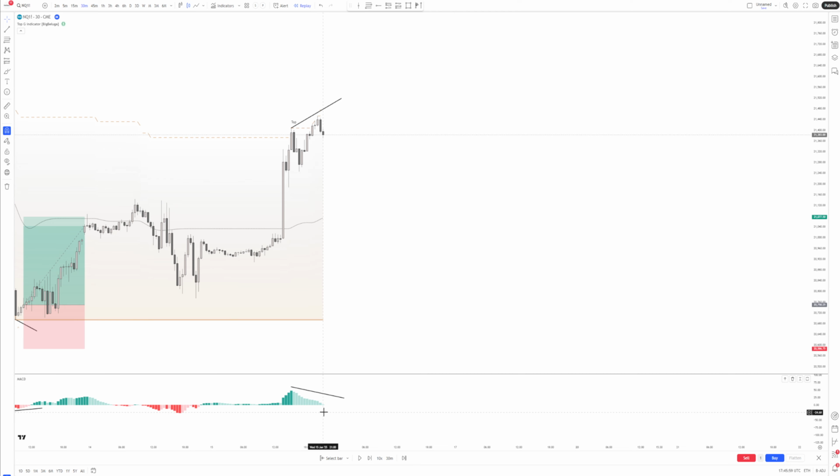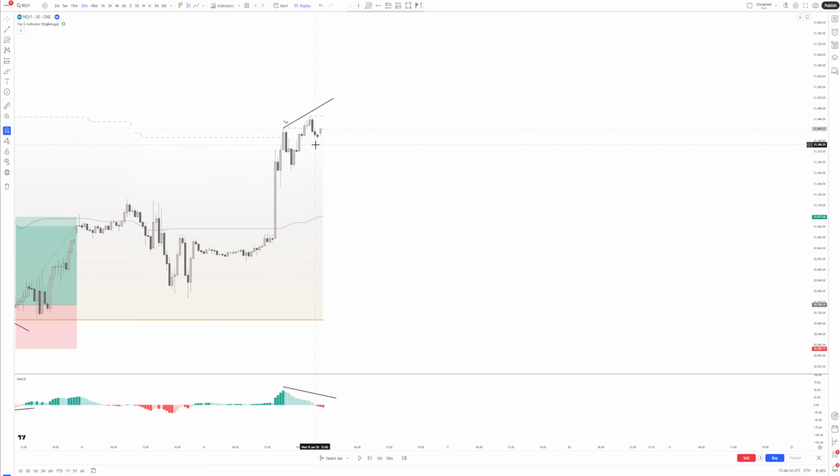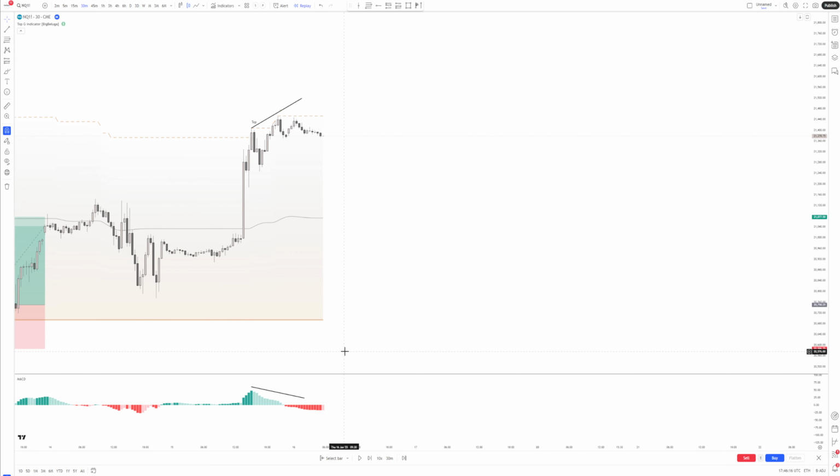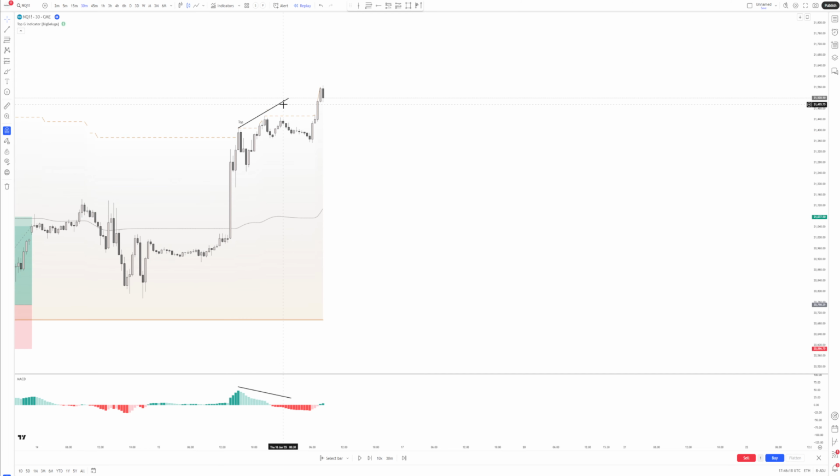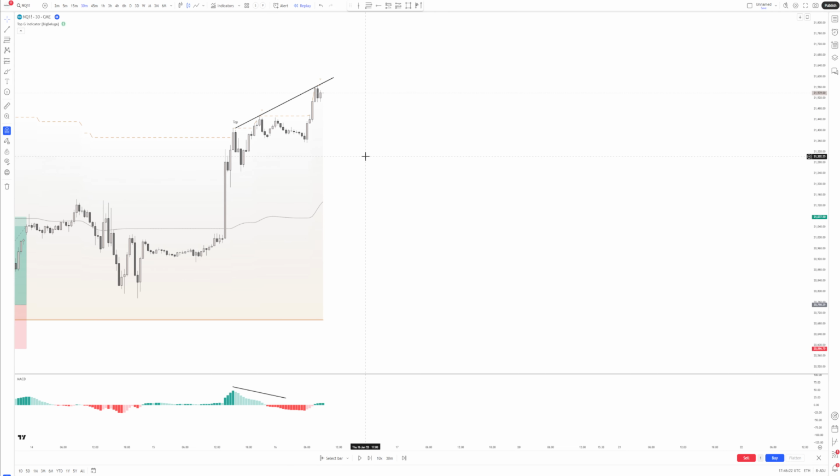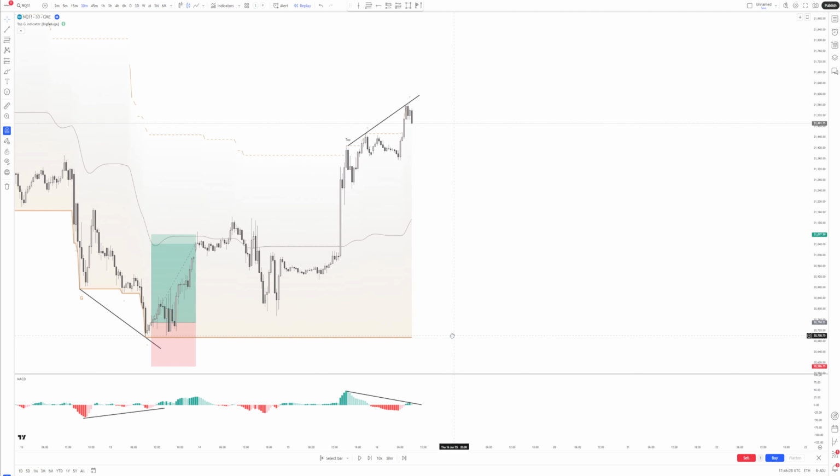Does it do that? Not yet, because you can see that we need the MACD to do this and then fall. Okay, I wouldn't be entering here. Let's see what happens. Okay, there you go. You can see price has gone higher, and we got a situation where now we have got a divergence, you can see.